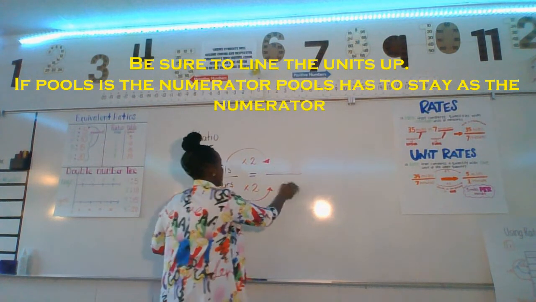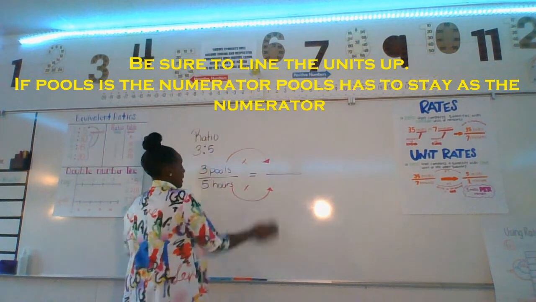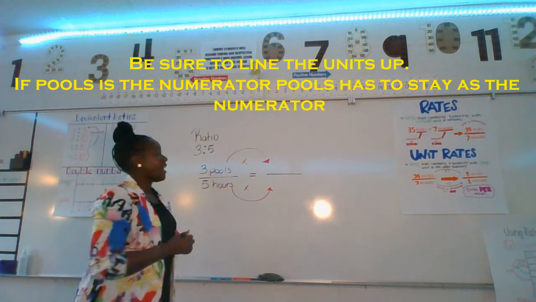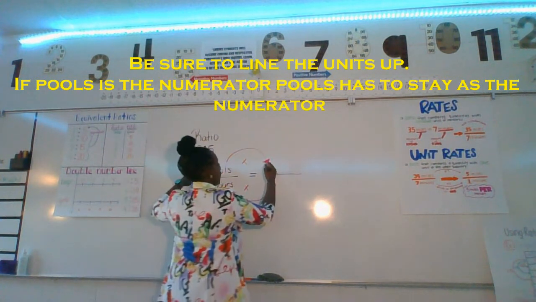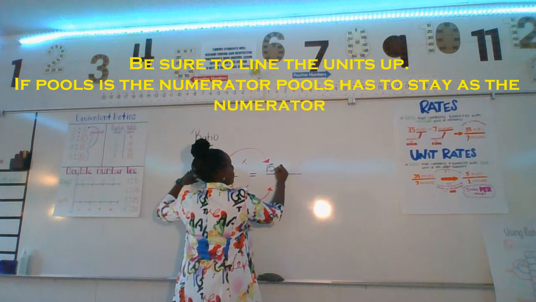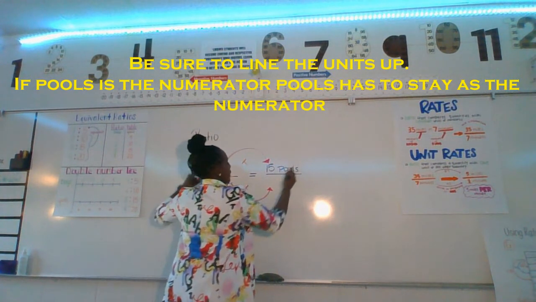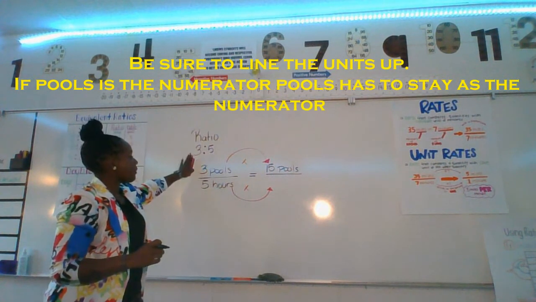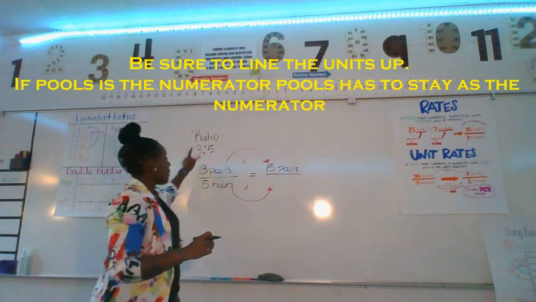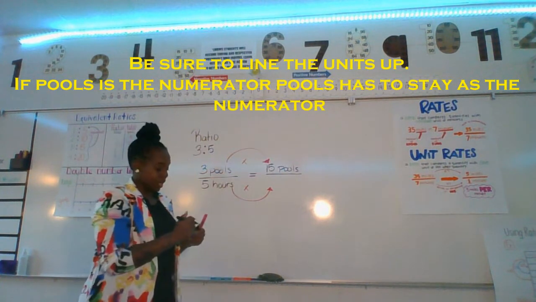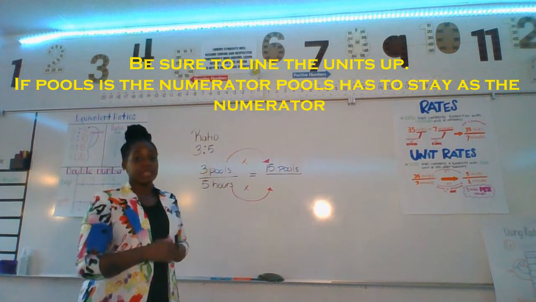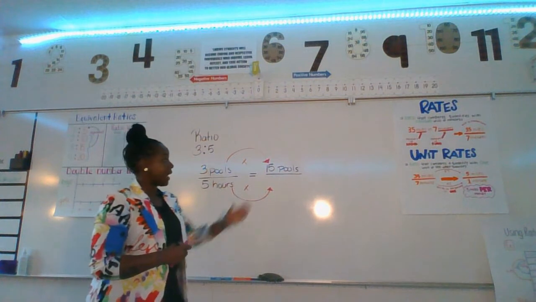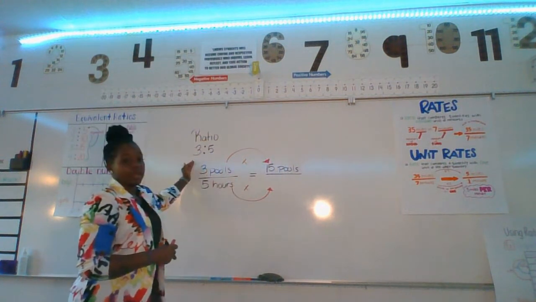But now the difference is that we don't know how many hours it's going to take, but we do know how many pools he can clean. So we're now going from 3 pools to 15 pools. Same concept, right? We're looking at this smaller number and trying to figure out how am I going from this smaller number to this larger number? What am I doing to 3 in order to get 15? Remember, we're only using multiplication or division. From a smaller number to a larger number, that means I'm multiplying. From a larger number to a smaller number, I would be dividing.